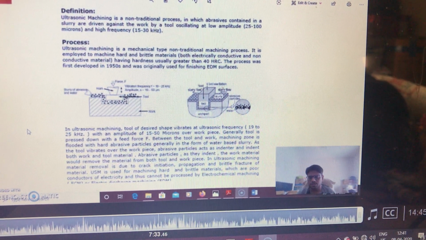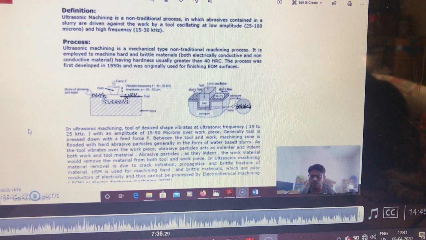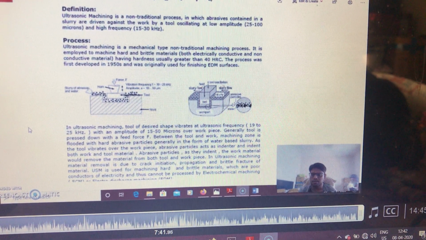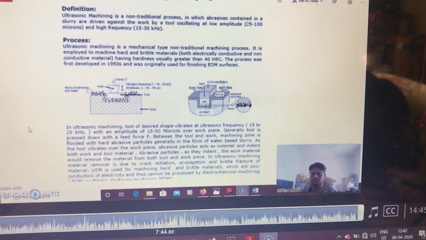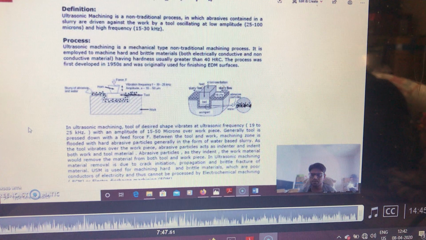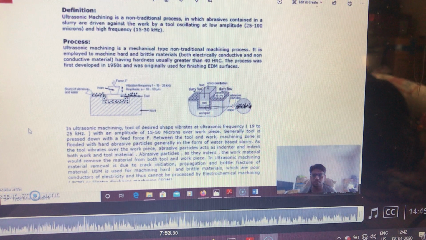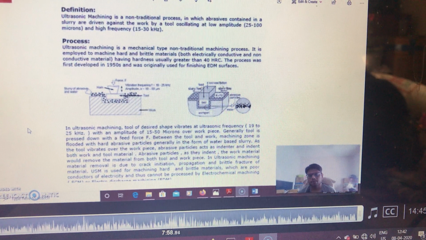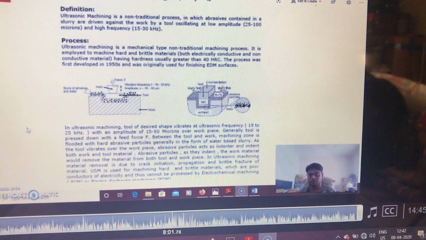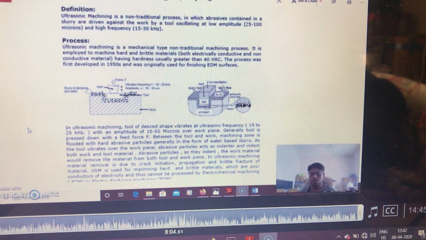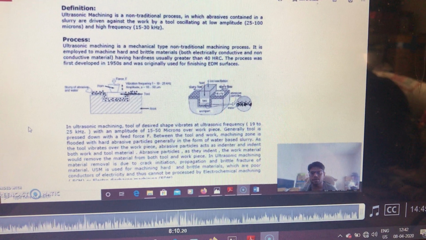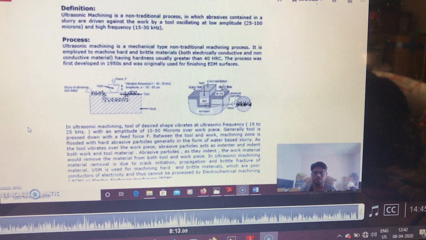You can see from this diagram that we are applying force between the workpiece and the tool. We are supplying the abrasive slurry. Abrasive slurry is a mixture of water and abrasive particles. The abrasive particles may be aluminum oxide or silicon carbide, it doesn't matter. The principle is that we are supplying the mixture of abrasive and water between the workpiece and tool. Now you can visualize that our tool is vibrating at around 20,000 hertz.